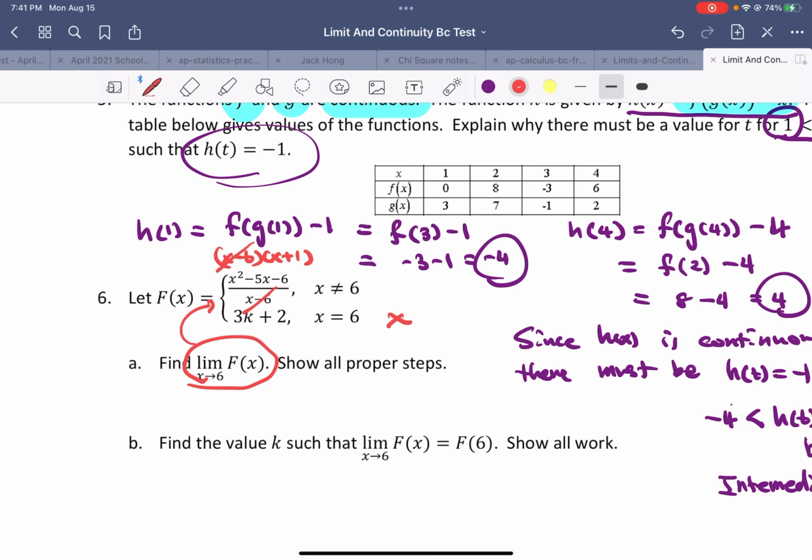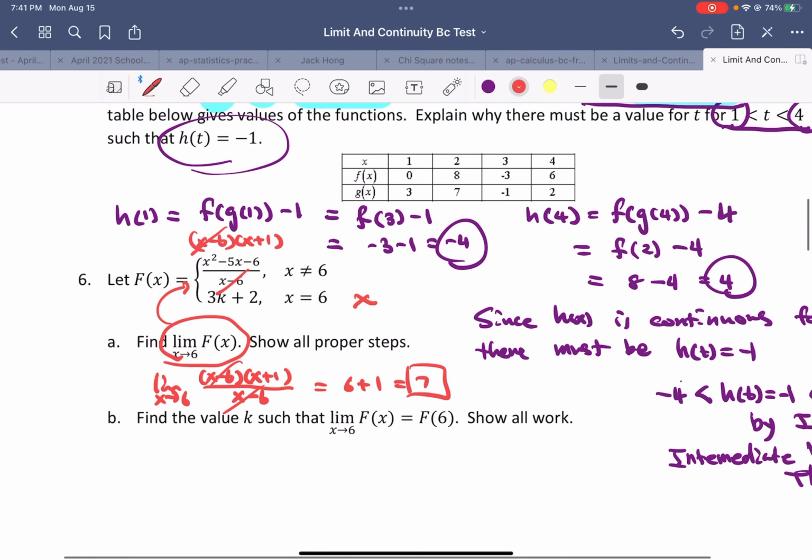So after you cancel out, look, limit as x equals 6 of f of x, I'm going to copy this one again, over x minus 6, and this one cancels out. Now you plug 6 into x, so 6 plus 1, 7. So that's the answer. Okay, that shows all proper steps: after you factor, you cancel out, and then you plug it in. Then your f of x value is 7.